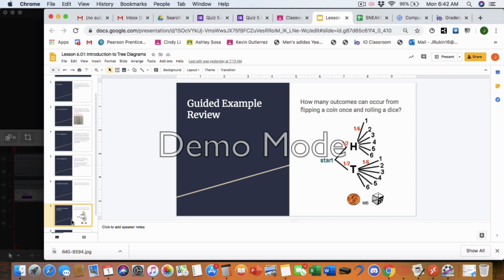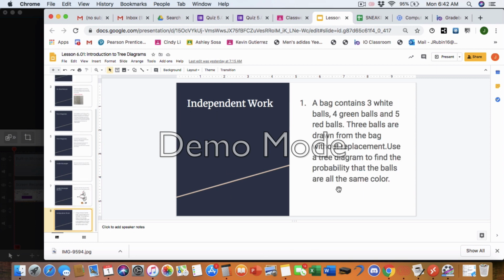Alright, so for your independent work today, you have this one question. I would like you to really try to make a tree diagram and then determine the probability that the balls are all the same color. So how many of those outcomes have either all white balls, all green balls, or all red balls?